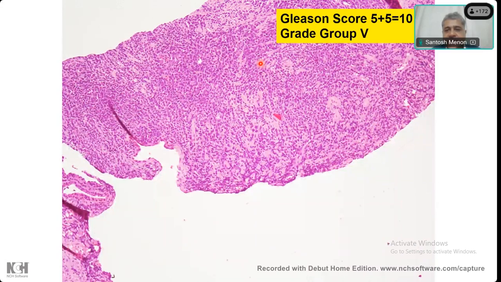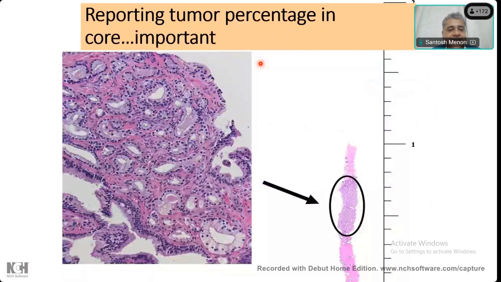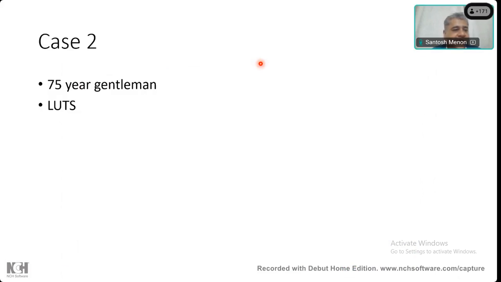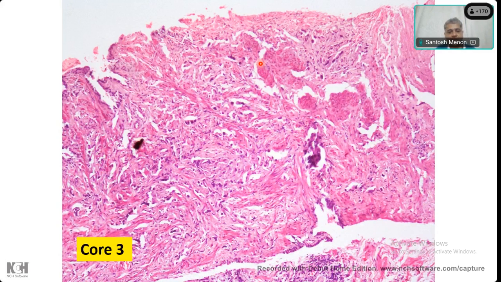So I think this is what we saw in some cases. Before we go into this, I'll show some cases. So this was case number 2, a 75-year-old gentleman with raised PSA. This was core 3. Can any one of you say if Ankita is there? Sorry, my WhatsApp is shut again. Let me open it up. I am forgetting the names.